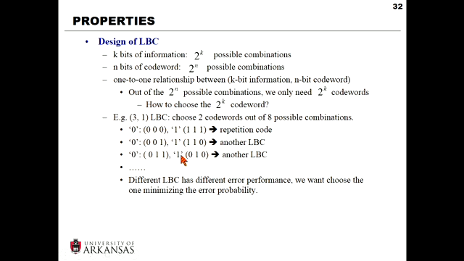And for the third one, the first bit is the same, the second bit is the same, the third bit is different. So the Hamming distance between these two code words is just 1. It's just 1. So why do we want the Hamming distance to be big?